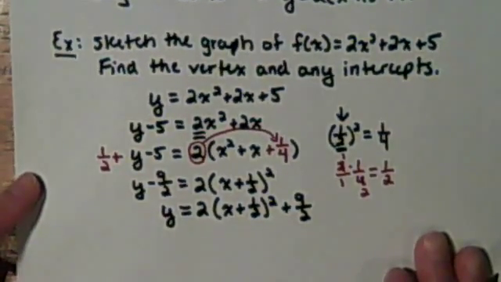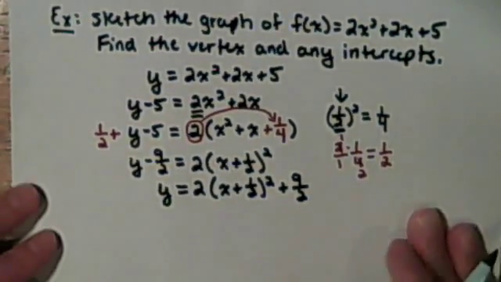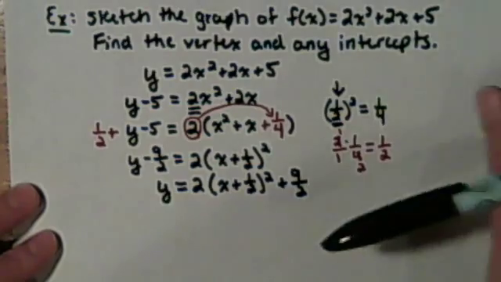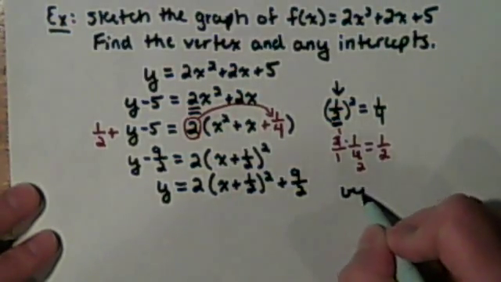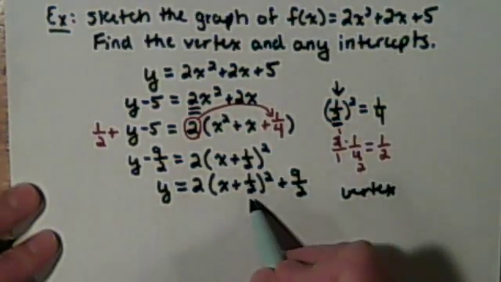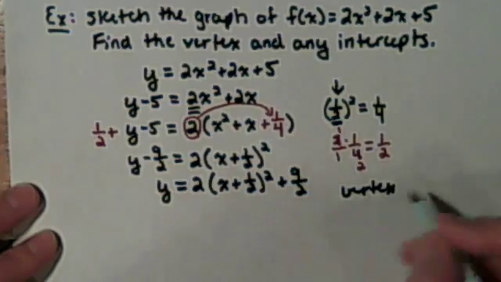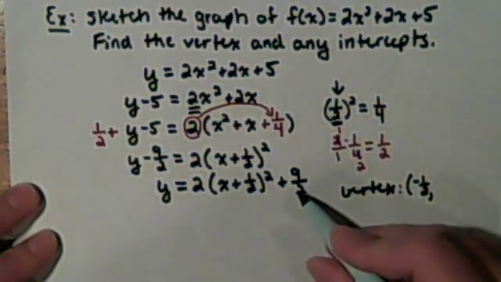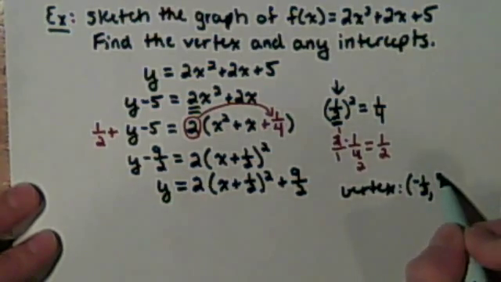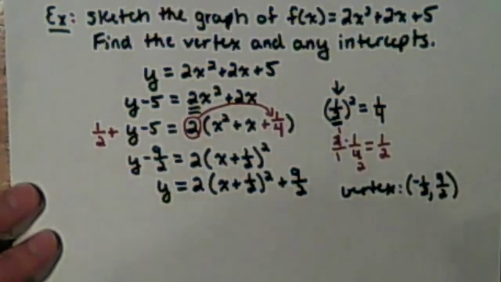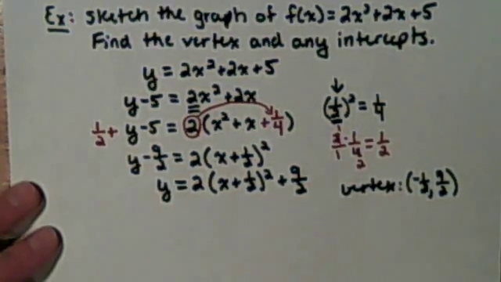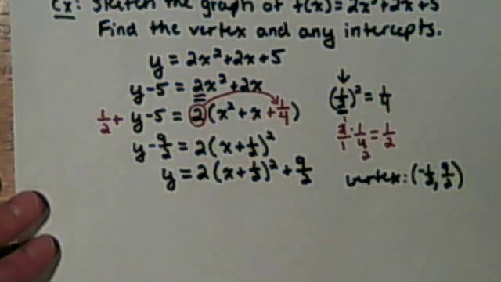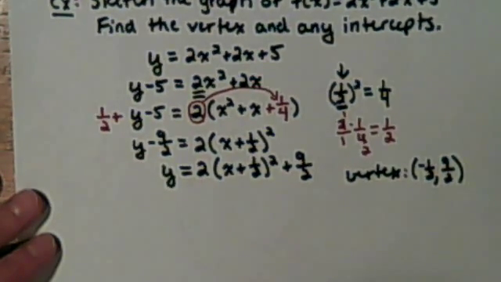Now that we have it in vertex form, we can read off the vertex. The vertex here is going to be, now remember the plus 1/2 moves it to the left, so we have negative 1/2, and the 9/2 moves it up, so negative 1/2, positive 9/2. So there is the equation rewritten in vertex form, and we have the vertex.